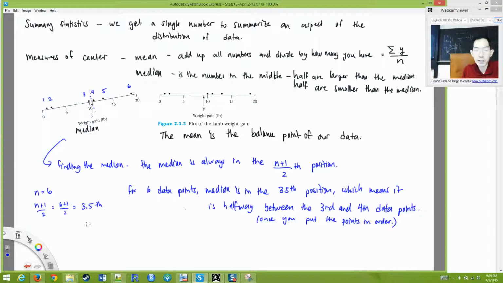If you have an odd number of data points, the median will be one of the actual data points. And half of the data points are larger and half are smaller. Odd number of points, one of the points will be the median.